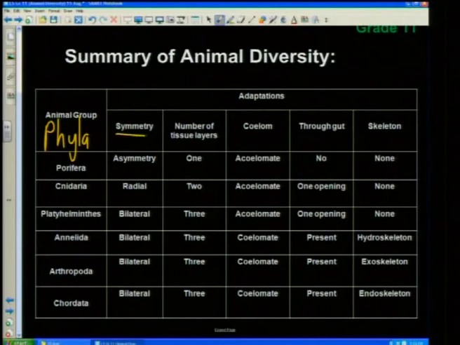Remember symmetry. Okay, so check your symmetry: asymmetrical, radial, bilateral. Right, so all of these are bilateral. Number of tissue layers: 1, 2. Those have all 3. These are all the advanced animals.